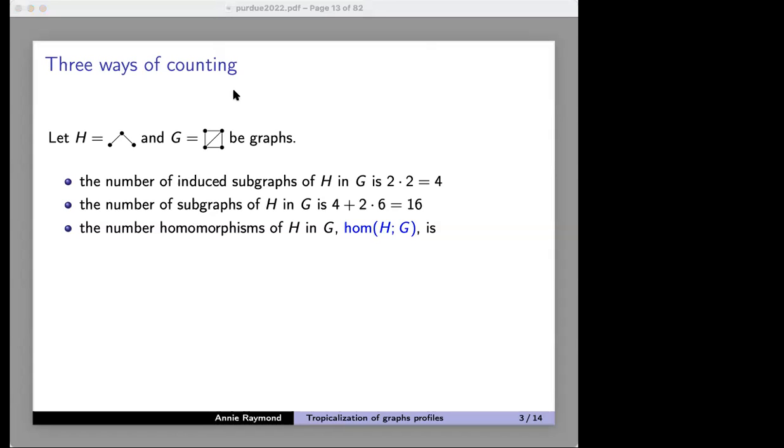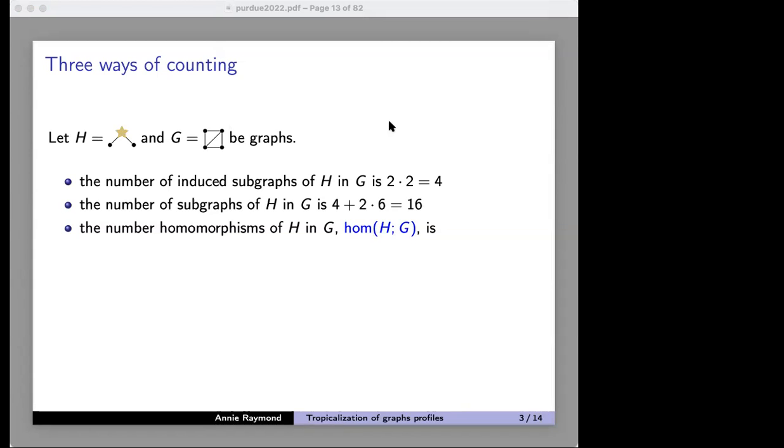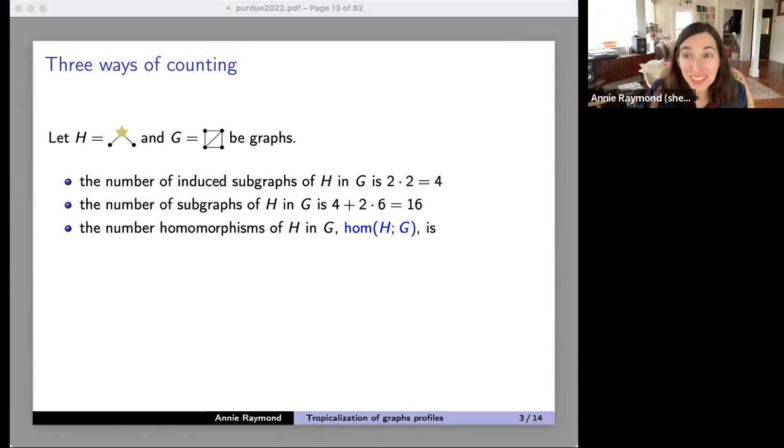Sorry, I need one quick question. Yes, please. Any edge of H can go to any edge of G, right? Yeah, we have 2 edges in H, and there are 5 edges in G. So it's 5 times 5. No, oh well, I do want the edges to go to edges. So okay, you're counting all maps in total. Yeah, but I want the edges to actually go to edges. Okay.